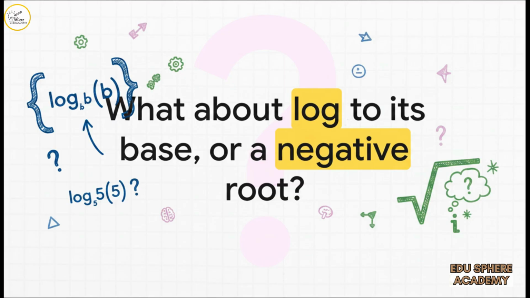But I want to leave you with a little challenge to test what we've reviewed today. Think about these 2 tricky edge cases. What happens when you encounter a log to the base of itself, like log base 5 of 5? Or, based on what we just learned, what happens if you try to take the square root of a negative number using our surd rules? Really think about the underlying logic we just unpacked.